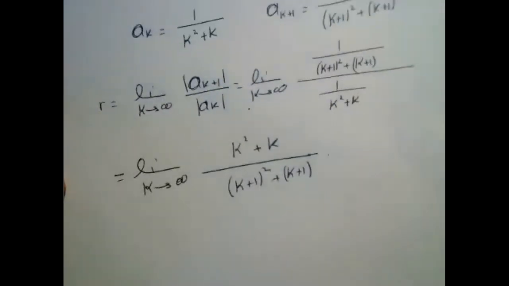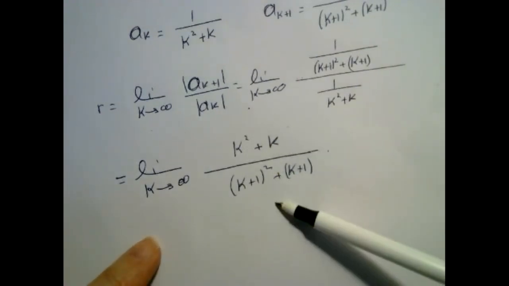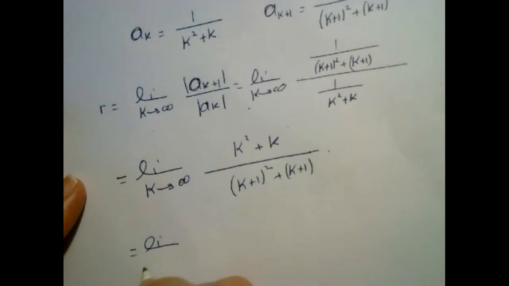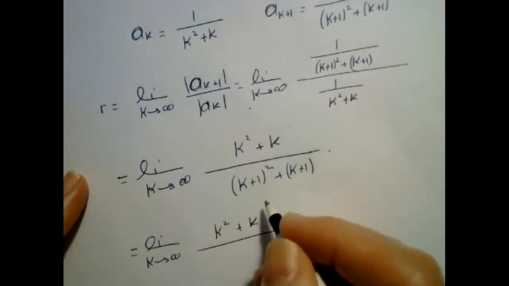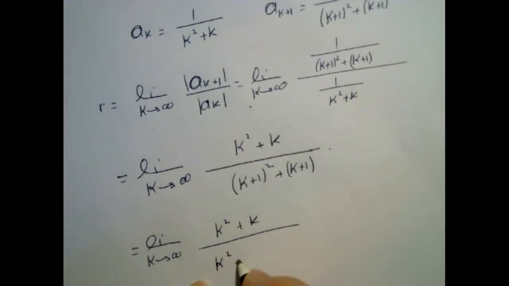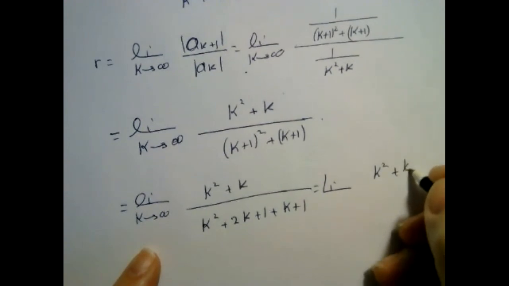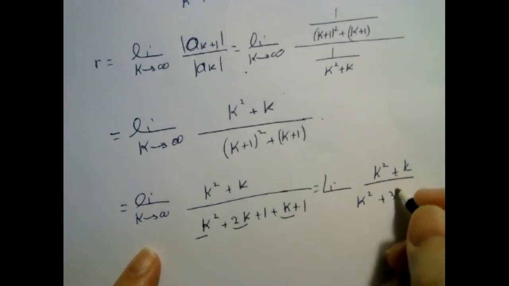Okay. Now we need to compute this limit. The easiest way: this is infinity over infinity, that's for sure. So there are several ways of doing this. You can use L'Hopital's rule. That's, of course, one way to do it. Or I can distribute the denominator. So it will give me k squared plus 2k plus 1 plus k plus 1. If we distribute, it will become much easier. And this will give me the limit of k squared plus k over k squared plus 3k plus 2.